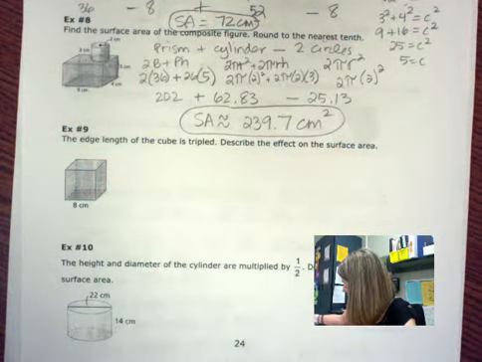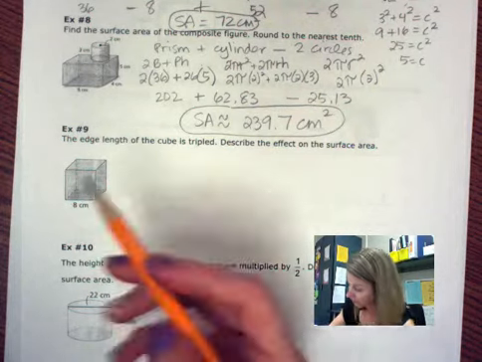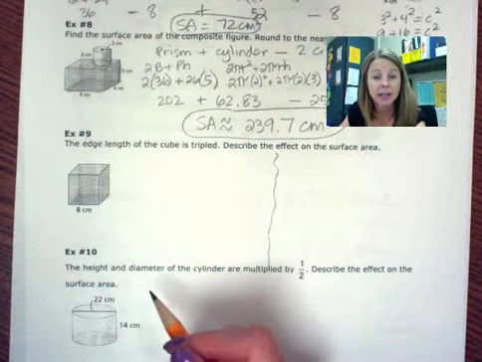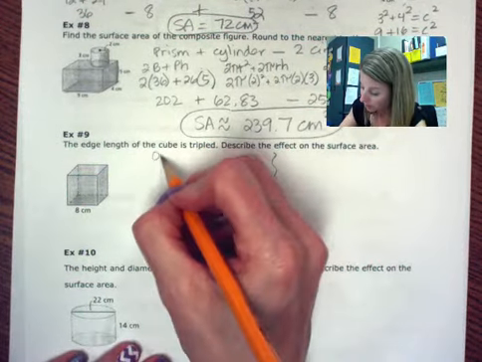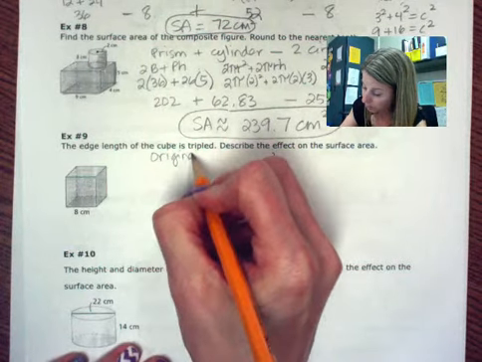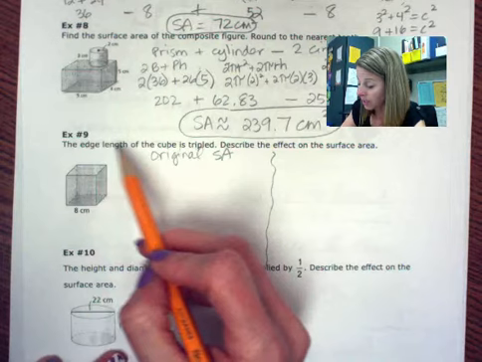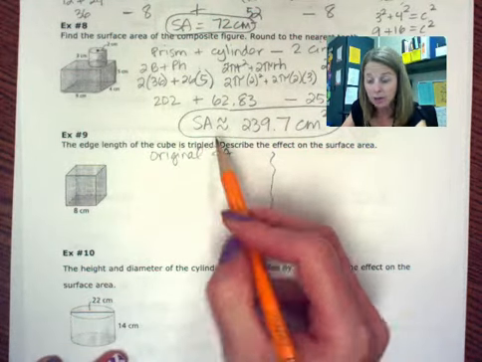Okay, so if we have, let's see, I'm going to have us go ahead and calculate the original amount and then the new amount. So I'm going to do an original surface area. So the question is, the edge length of a cube is tripled. Describe the effect on surface area.